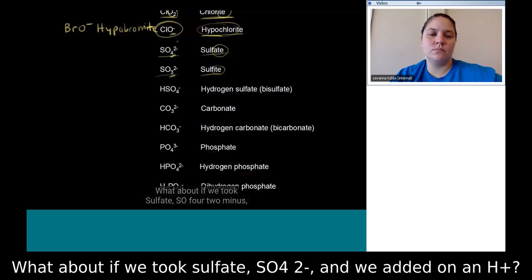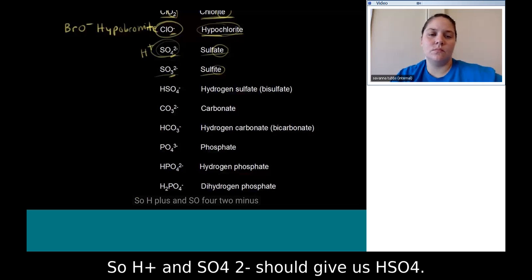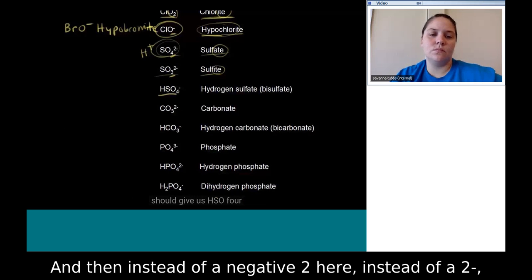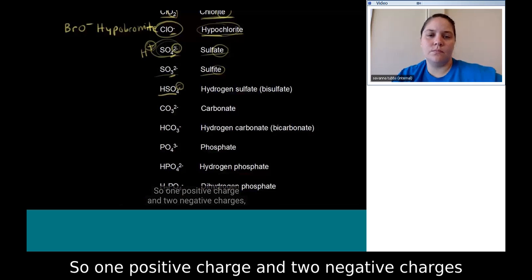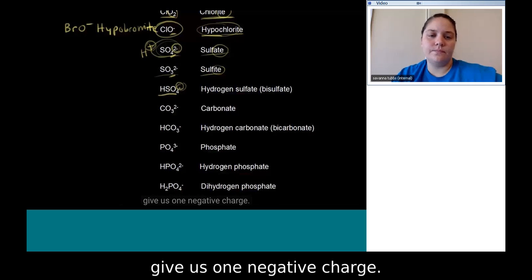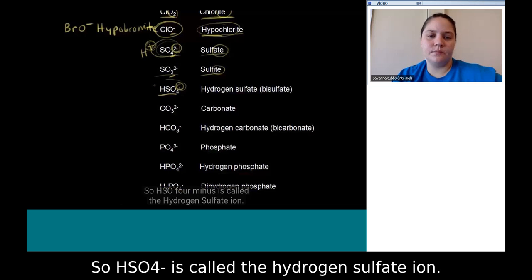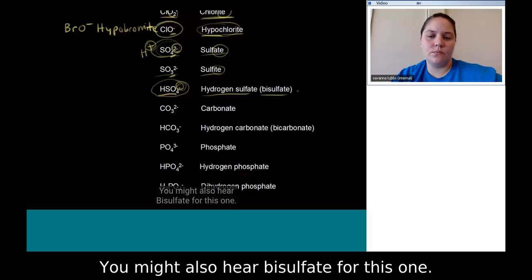What about if we took sulfate, SO4 2-, and we added on an H+, right? So H+ and SO4 2- should give us HSO4, and then instead of a 2- here, we would just have a 1- because we added on a positive charge. Right, so 1 positive charge and 2 negative charges give us 1 negative charge. So HSO4- is called the hydrogen sulfate ion. All right, you might also hear bisulfate for this one.